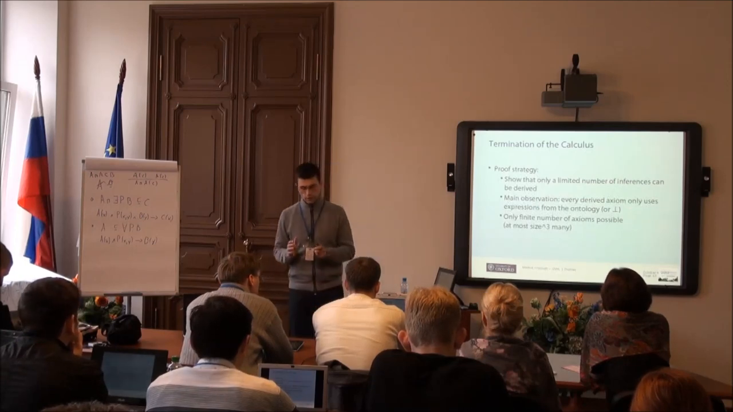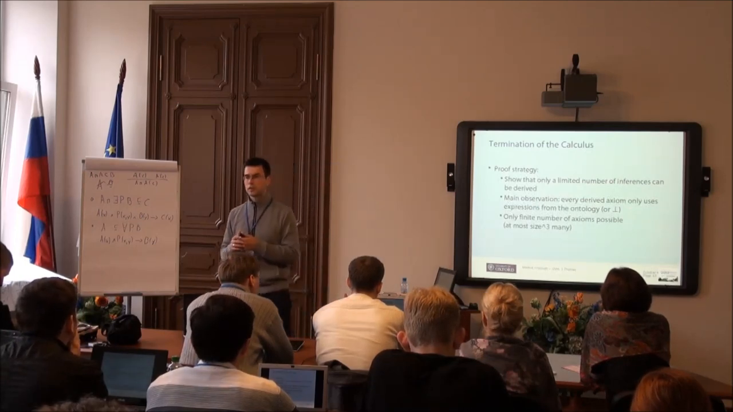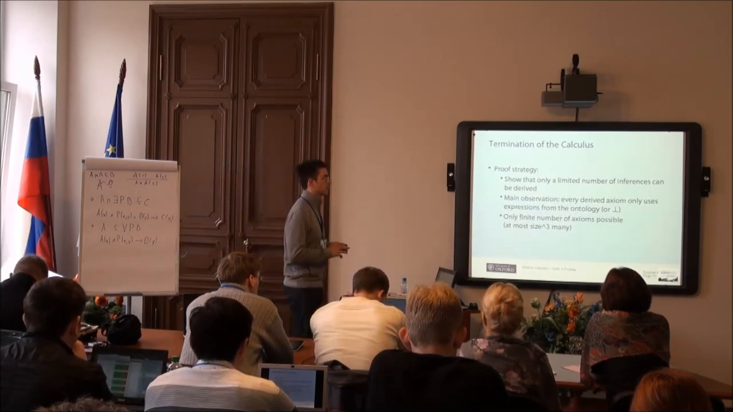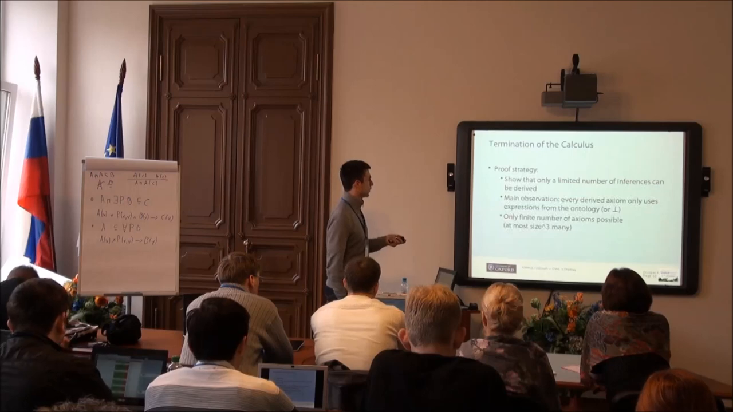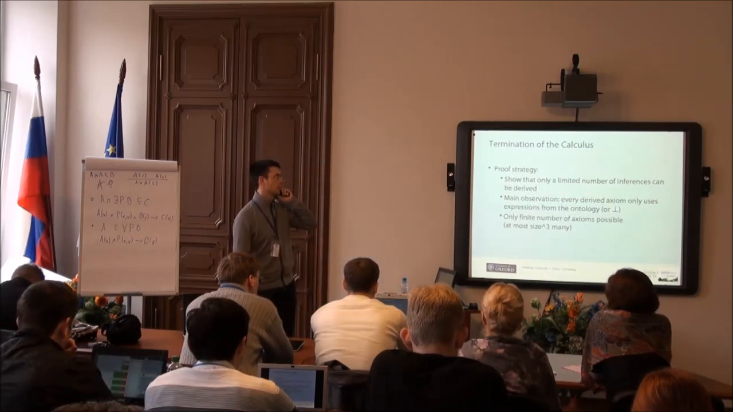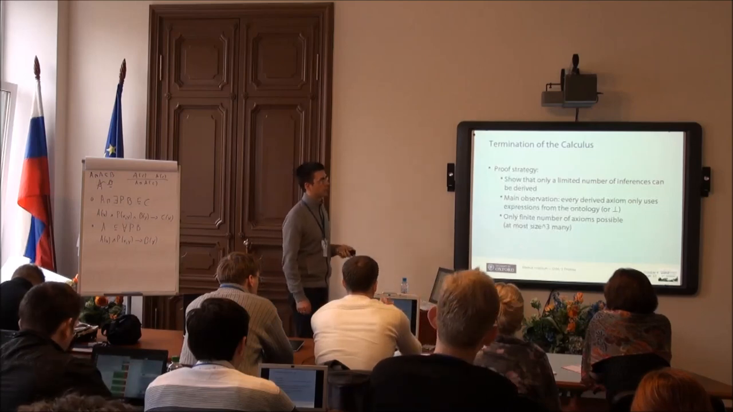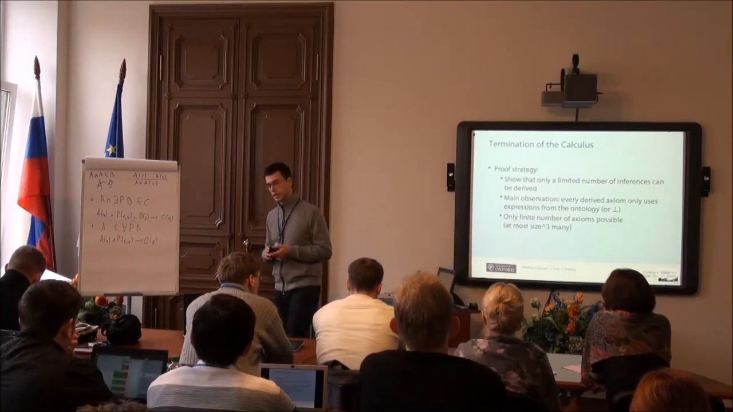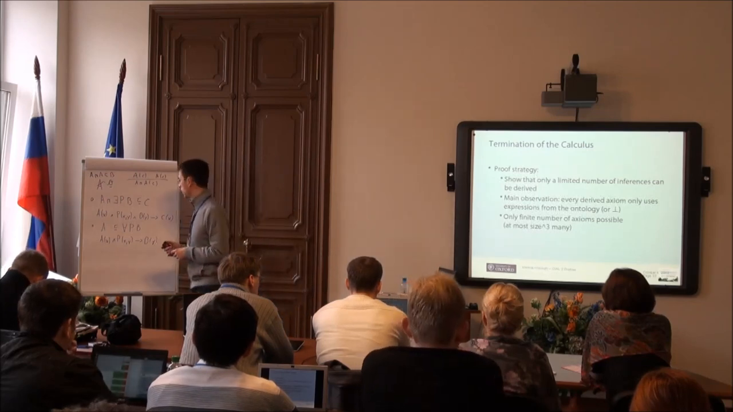And since the ontology is limited, and many things just don't occur in the ontology, you can be sure that you don't need to derive them. So from this, we can derive that only a finite number of axioms is possible, and in fact, this is somehow cubic bound. In practice, it's usually not cubic. Luckily, it would be very bad if it was.